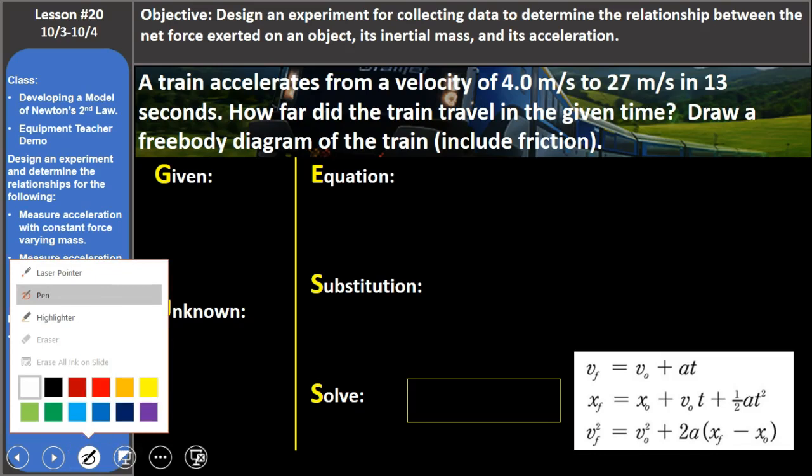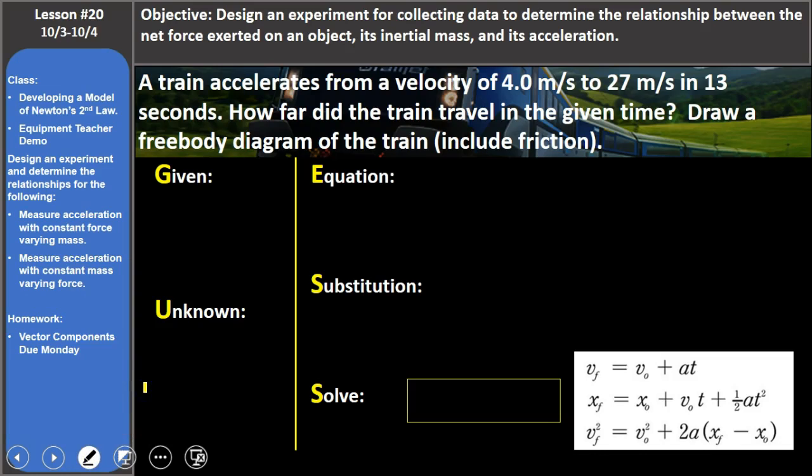Tell me what I need to highlight here. A train accelerates from a velocity of 4 meters per second. Somebody else tell me the next thing. 13 seconds. And 13 seconds. Alright. Okay, tell me the next thing. Dakota, did you have your hand raised? Dakota, I called on you.